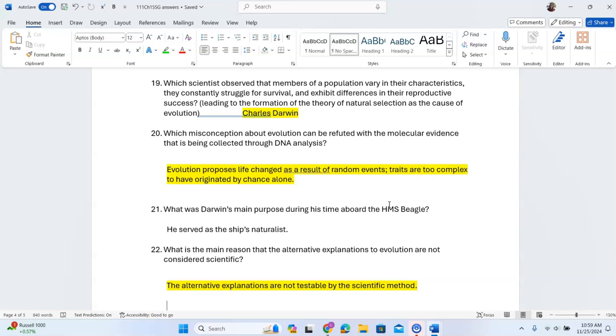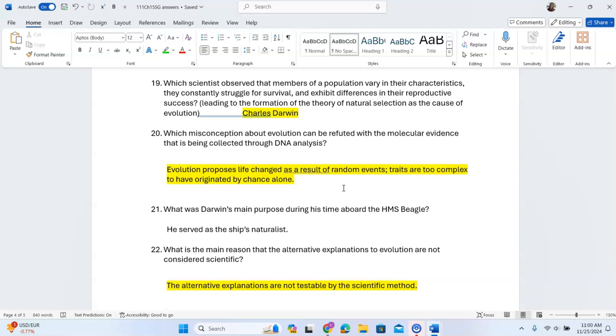But we can't test that belief with science. But in biology, we do say that evolution proposes life changed as a result of natural selection. Nature selected the traits that were more suited for survival. It wasn't just random, the traits that were selected. And that's what the evidence has led us to, and that was a misconception at one time, that the life changes in species came about as a result of random events, and that just doesn't make sense, actually. So that's the best way to say it.